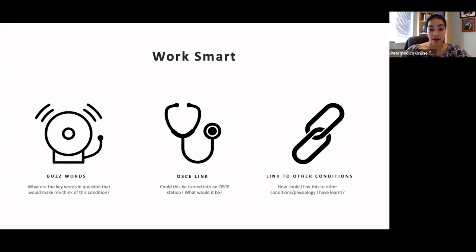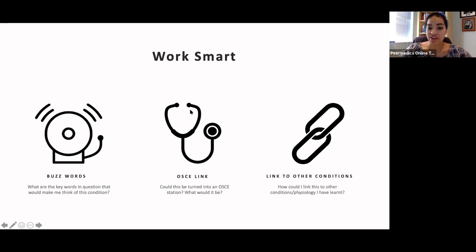And then also looking at an OSCE link. Obviously OSCE is a huge part of fourth year, I know yours is different. I'm not really sure what is happening with your OSCE, but it's still worth thinking about. So could this be an OSCE station, and what would it be? Again, it's kind of easy to do a respiratory exam, but being able to explain to somebody what COPD is, or explain to somebody what glaucoma is is a bit more difficult, and something that I definitely neglect. So if you're also someone who does, it might be worth thinking about that.